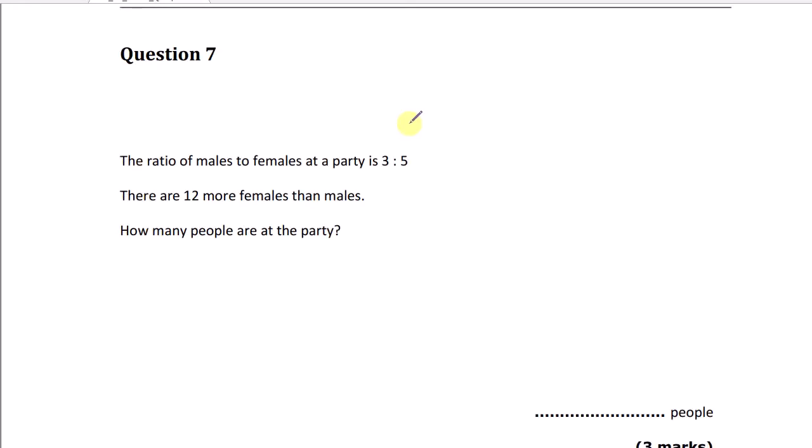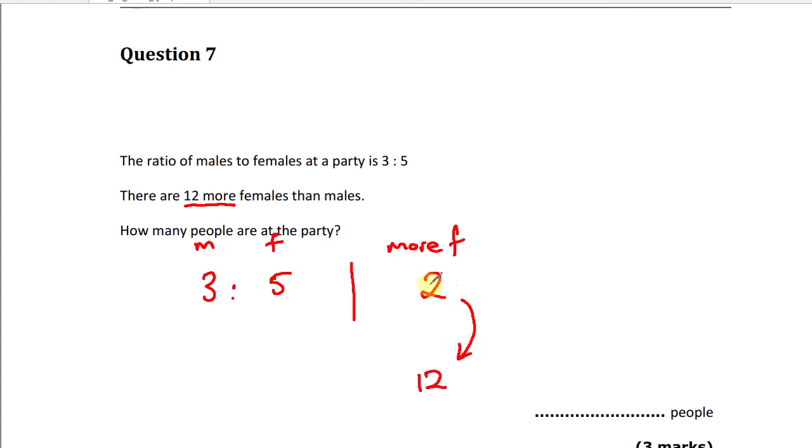Question 7. This is ratio. Again, we can use Mr. Boothwood's extension, but we need to think, what does the extra part mean on the right? 3 to 5 makes, and here we're talking about how many more. So we've got males, 3, females. How many more females are there than males in this line? Well, there's 2 more females. So 12 more females in reality. How do I change from 2 into 12? We're going to multiply by 6. Multiply by 6 is 18 and 30.